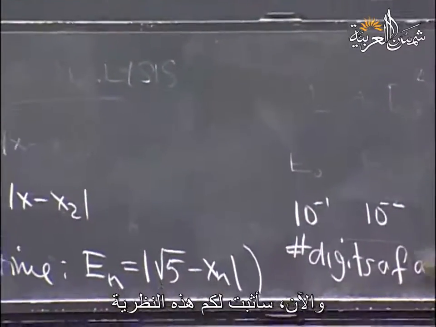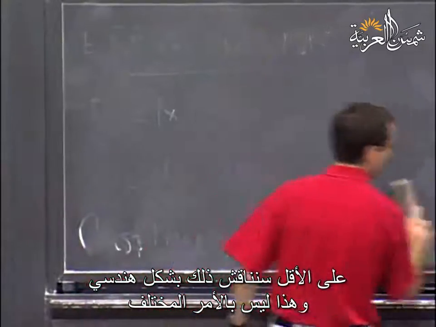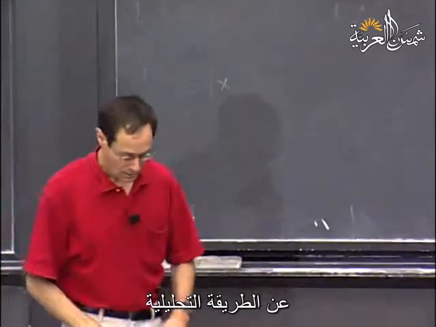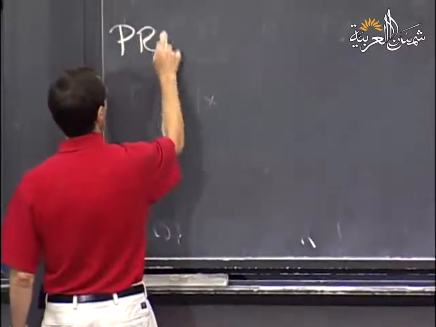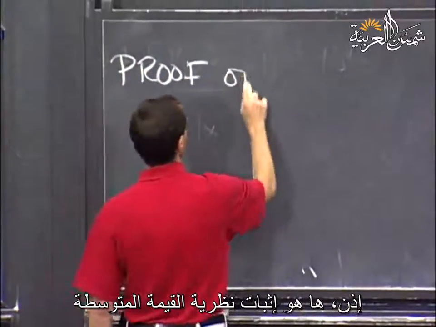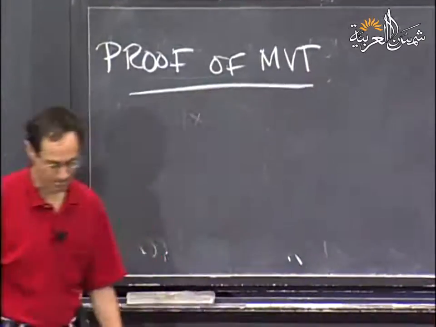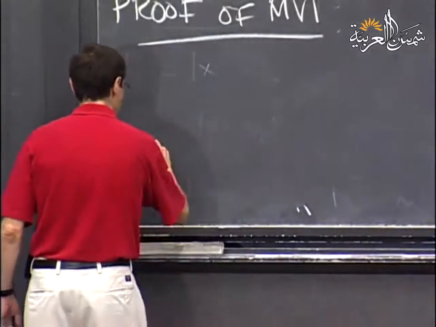Now I'm going to prove this theorem immediately, at least give a geometric intuitive argument, which is not very different from the one that's given in a very systematic treatment. So here's the proof of the mean value theorem. It's really just a picture.